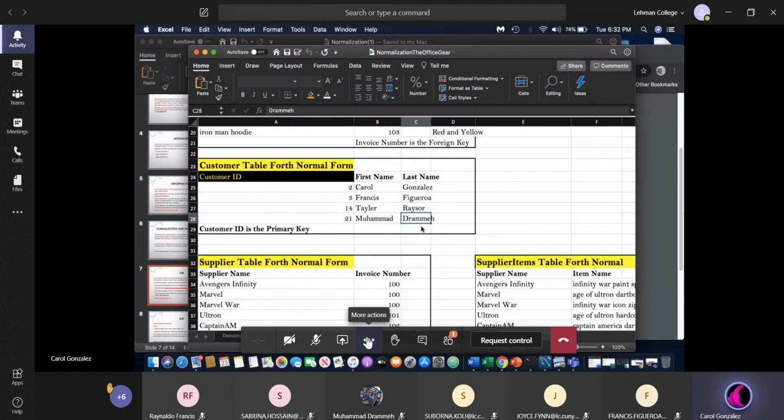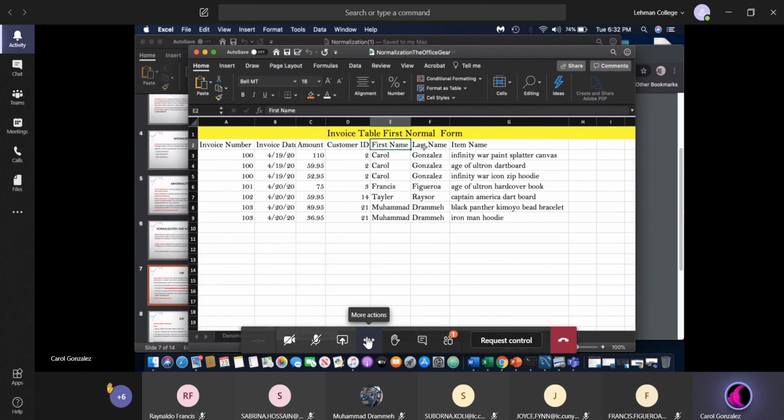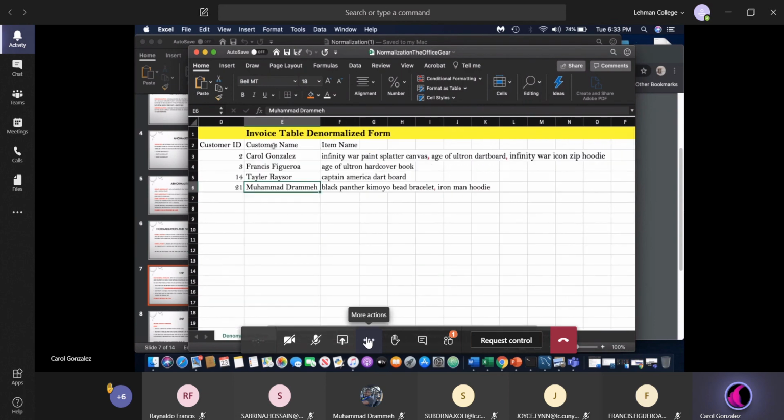I'm gonna bring this here. So based off normalization, first normal form says these two cannot have the same name. This is the normalization; it shouldn't happen in first normal form. You cannot have one big name and not know what is the first or last name.